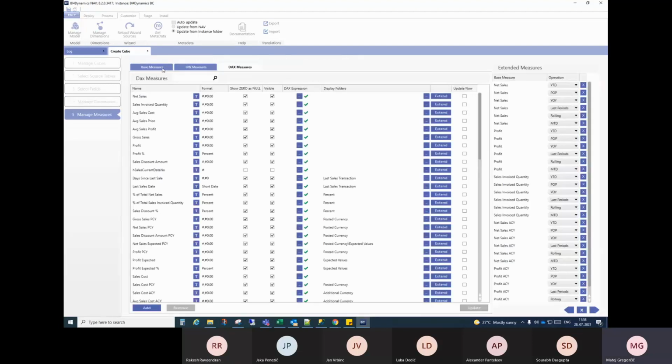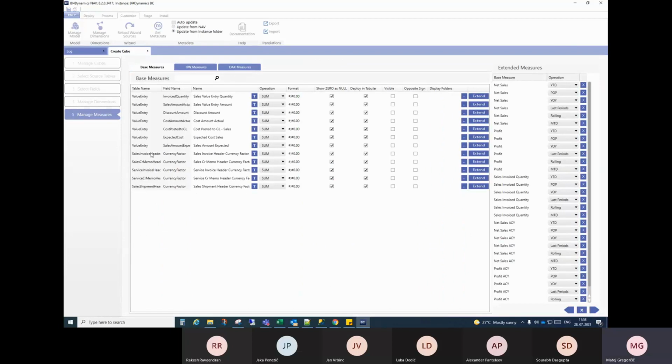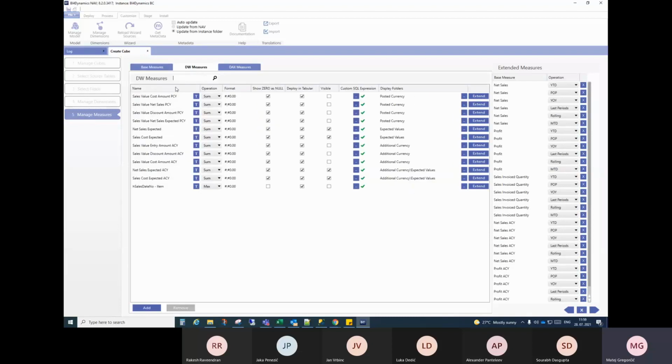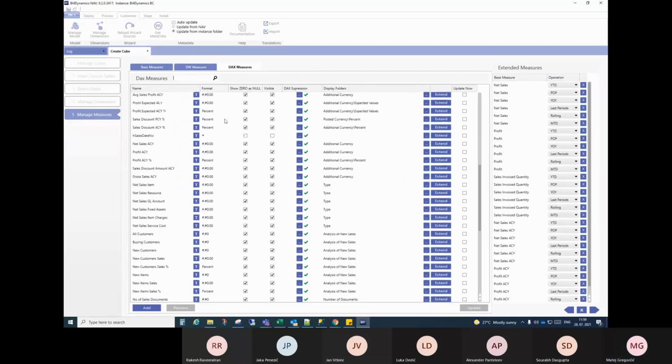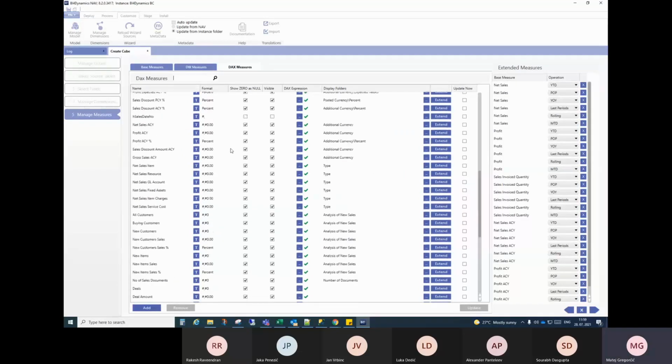Okay. Again, these are the base measures. Now we're in sales, so this is a little bit more complicated than it was in GL. We're adding layers to it. We have again base measures, many of them, more than in GL. We have data warehouse measures, again, and DAX measures. There are quite a few of them.